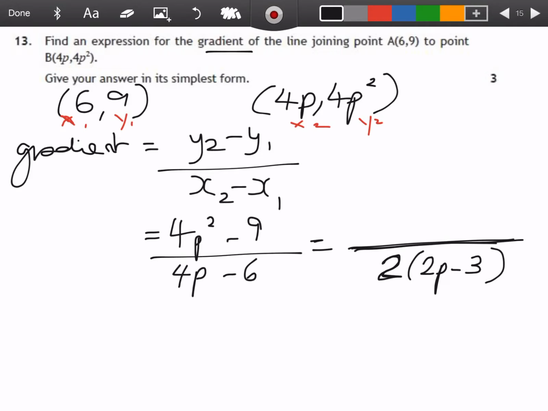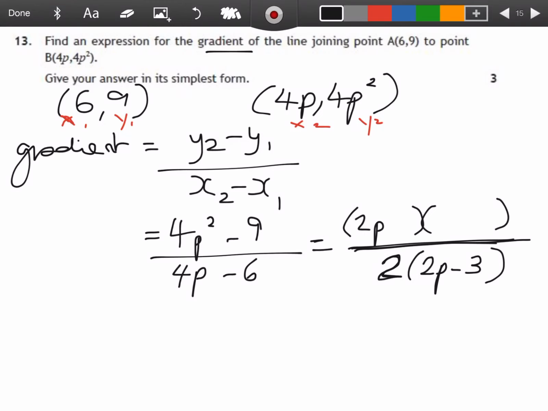Now, what should happen in this question? Remember, to simplify an algebraic fraction, you should have a term at the top that cancels out completely with a term at the bottom. So chances are either the top's going to have the 2 or it's going to have a 2p minus 3 in it. Now look at the top, 4p squared minus 9. That is a difference of 2 squares. It's not a common factor, there's no common factor, and it's not a trinomial as it doesn't have the 3 terms. So it's a difference of 2 squares.